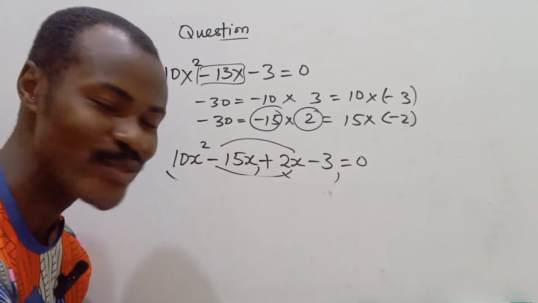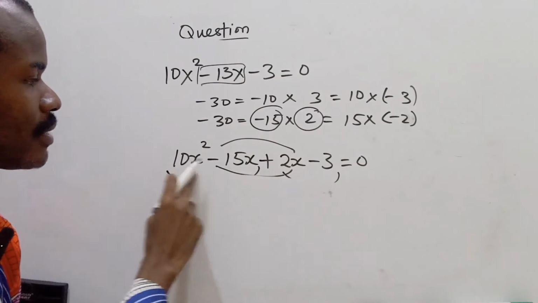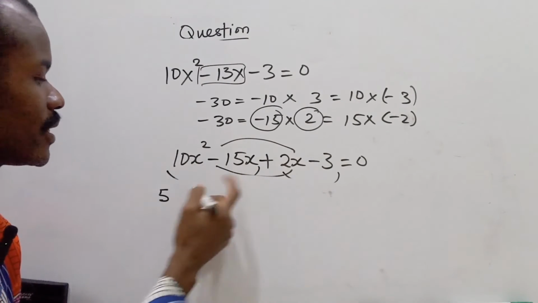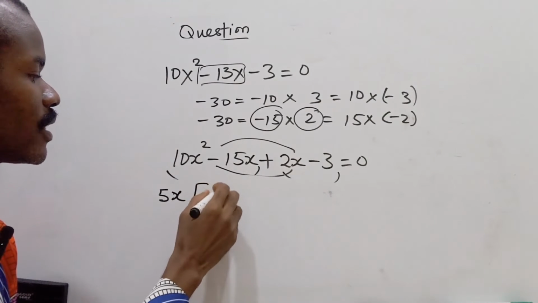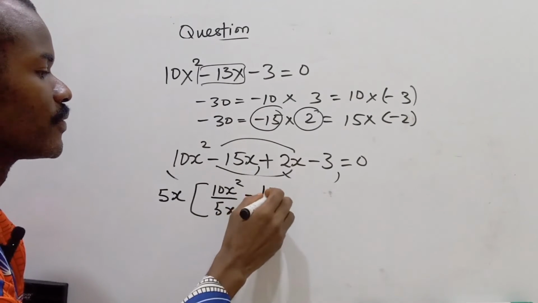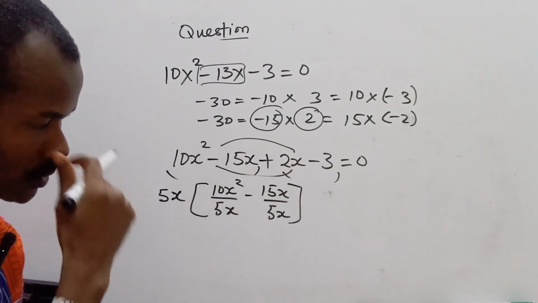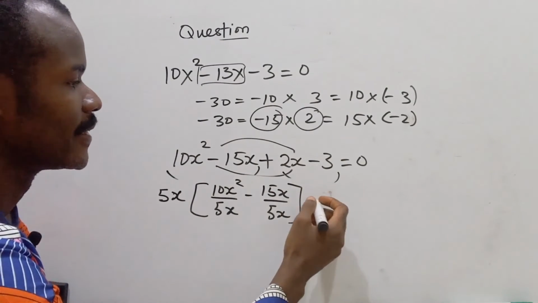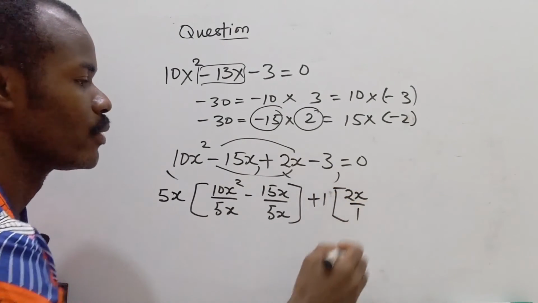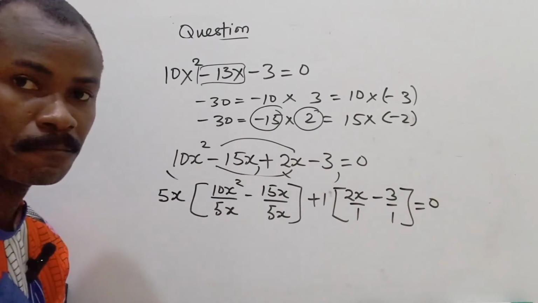Now from this, we are going to factorize this. Okay? Now for factorizing this, let me see what's common here. I'm seeing that 5 is common, and x is common between x squared and x. So we have 10x squared divided by 5x. Then we have minus 15x divided by 5x. Now for this, what is common is just 1. So I can have a plus 1 out there, which we have 2x divided by 1 and minus 3 divided by 1, which is equal to 0.